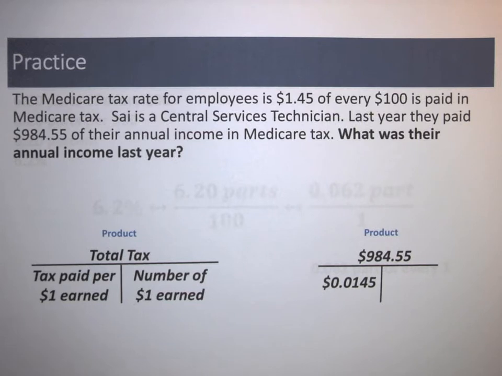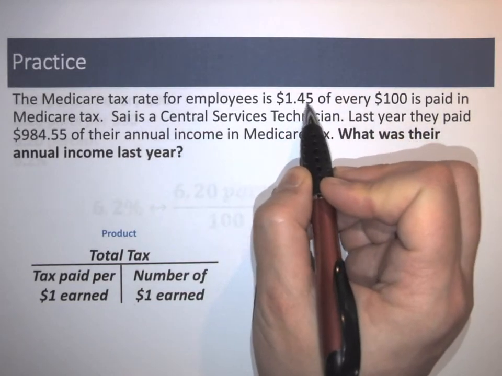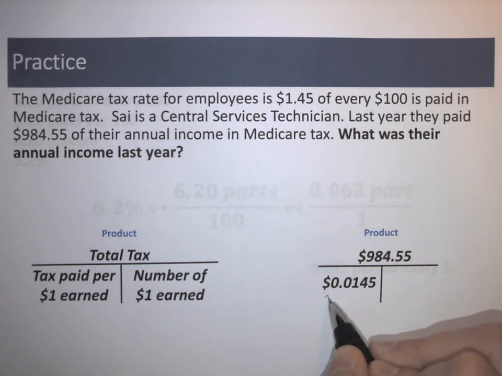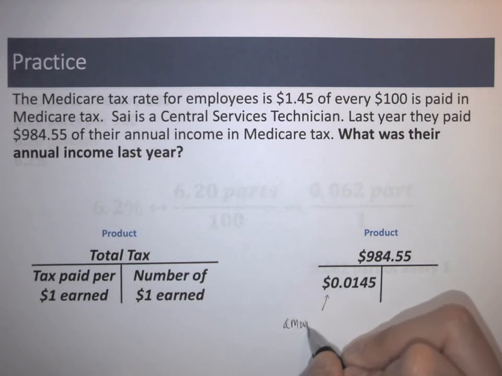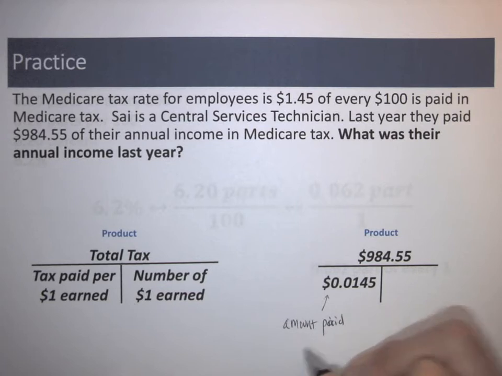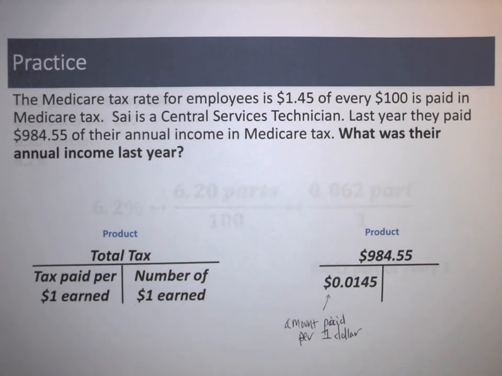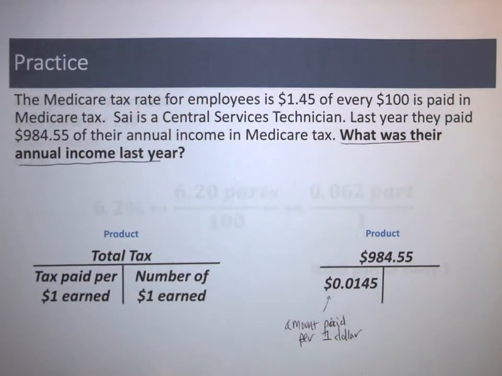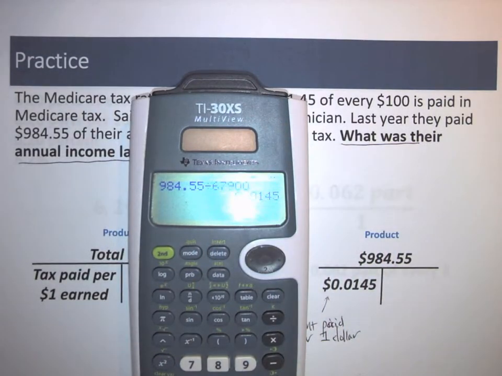All right, so we already know that $1.45 per 100 is equivalent to 0.0145 if we're talking about amount paid per dollar, per $1. And then we can just use that inverse relationship and picture it in the T table to figure out what was the annual income when $984.55 was paid.